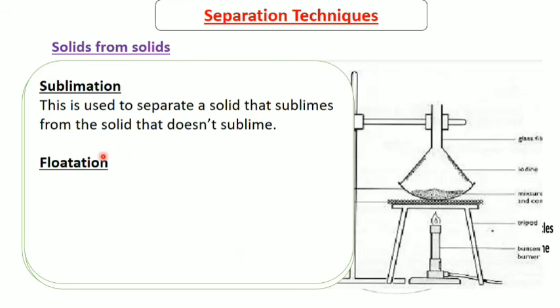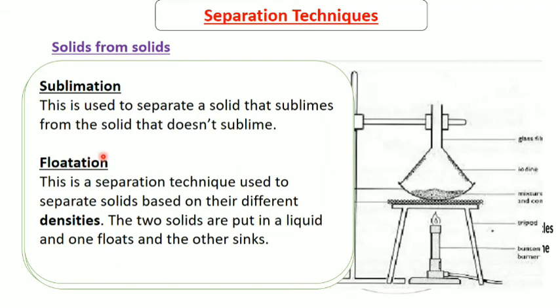Another process that is used to separate solids from solids is called flotation. This is entirely based on density. If you have two solids that differ very much in density, then you can use flotation. If, for example, you have a piece of wood and a piece of metal or steel, then you can use flotation, because one might sink into the liquid and the other one might float. You just put all of them in the liquid, one sinks, the other one floats. That's how flotation is done.